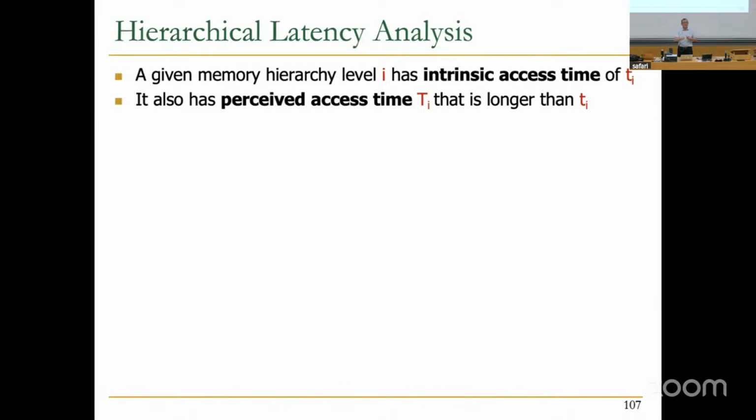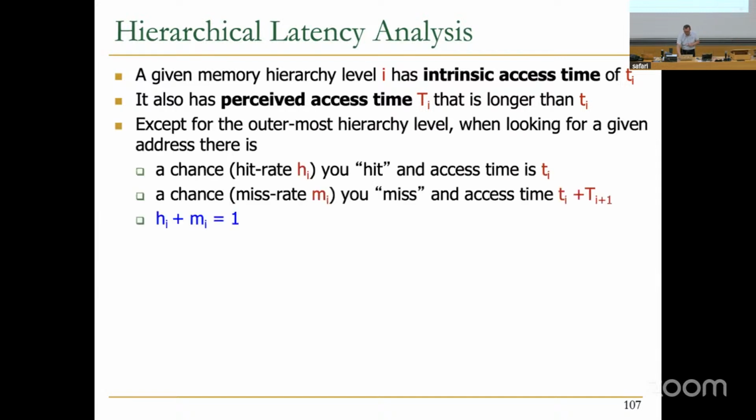But if the data is not there, then you need to go to the next level. That's why this is called the hierarchical analysis. And in unison, how long on average it takes to get the data from a level is the perceived access time. The data may be in the cache, may not be in the cache, and there's some probability associated with each of those. Okay, so basically, except for the outermost hierarchy level where all of the data resides, when you're looking for a given address, the processor needs to access address X because of a load or store.